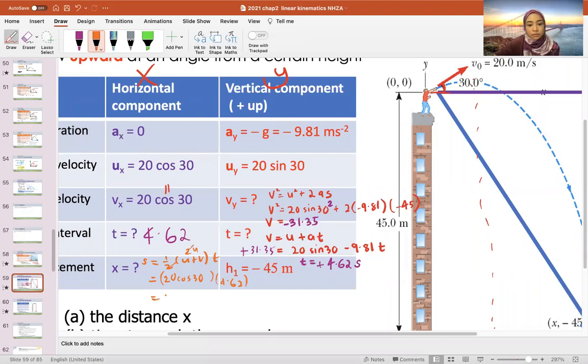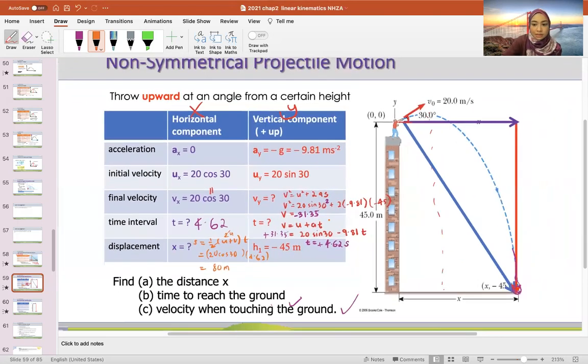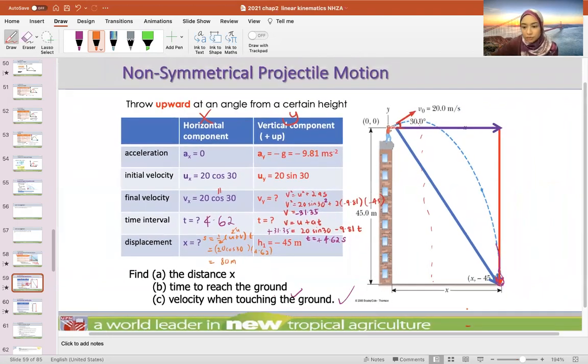Okay, so whatever that is, it's your range. 20 cosine 30 times 4.62. So I get 80 meters. Hopefully that's right. Okay, so that is the distance x. Therefore your final coordinate when the ball falls down, I think it's a ball, is 80 minus 45.